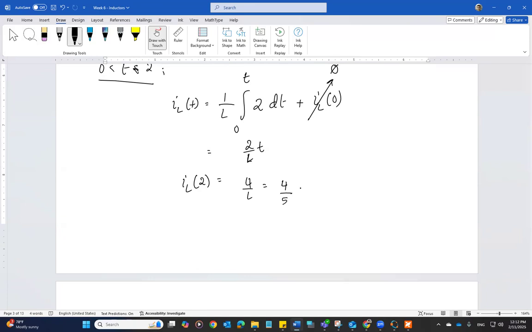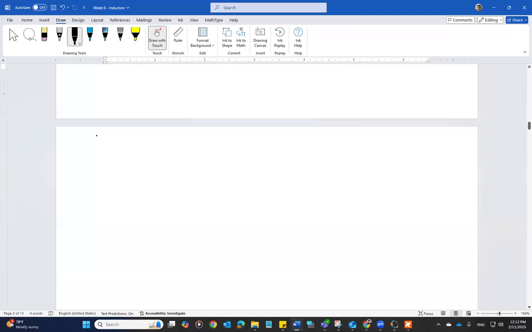Four over 5. That's the initial value of current at 2 seconds. And now we're going to go from 2 to 4 seconds. So 2 to 4 seconds.